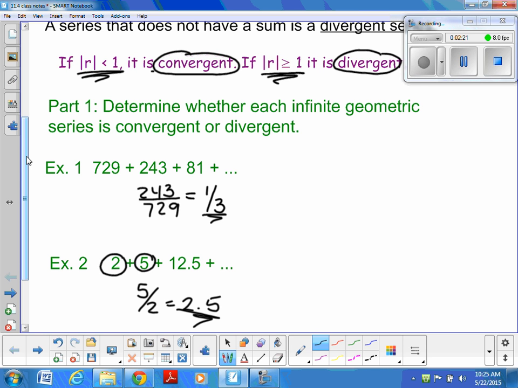So determine whether each is converging or diverging. That's all you're doing in part 1. This one's getting smaller and smaller. It's converging. I'm just going to use the C for converging. This is getting bigger and bigger, and it's diverging. And that's all we're doing in part 1. The only thing you're doing is figuring out what the ratio is. And once the ratio is determined, then it's a C or a D. Anybody want one more of those, C or D?